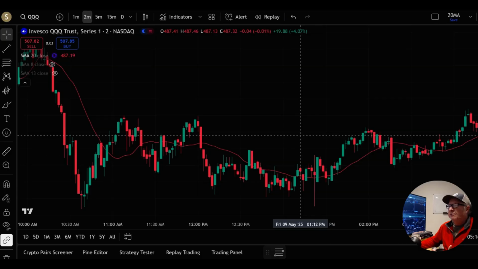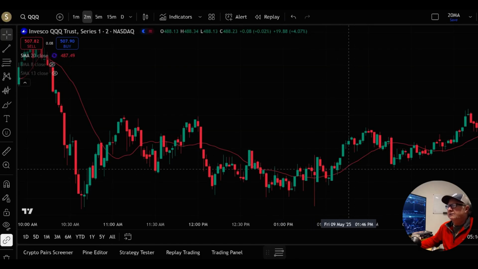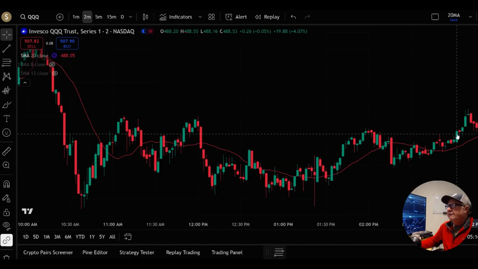A couple of examples in this chart here: the 20 is moving higher. The red line is the 20. The 20 is moving higher. I get a power bar, a breakout above this resistance level, and a move higher. So that's a buy setup. The same thing here. The 20 is moving higher. You get a breakout above resistance, and a nice buy setup.